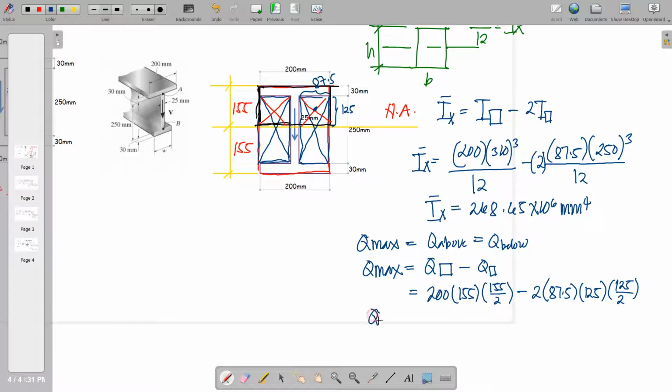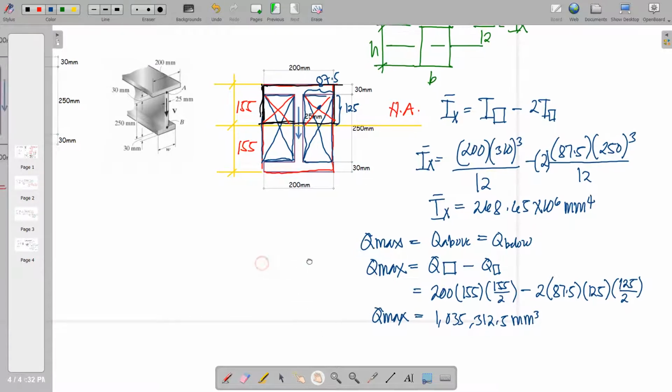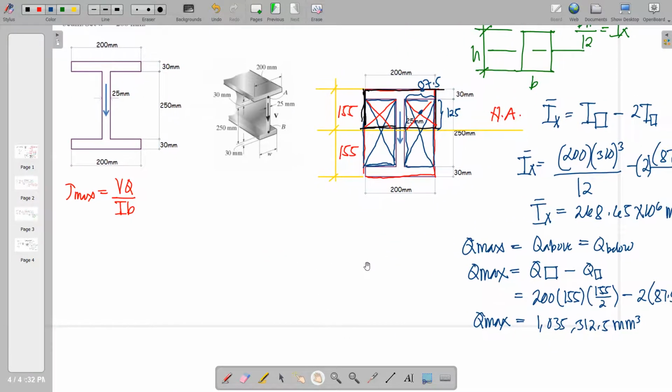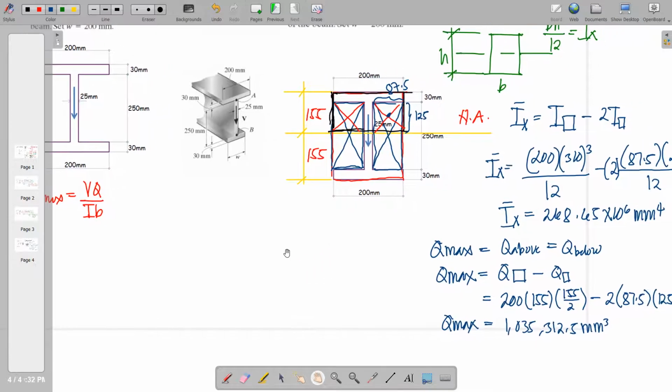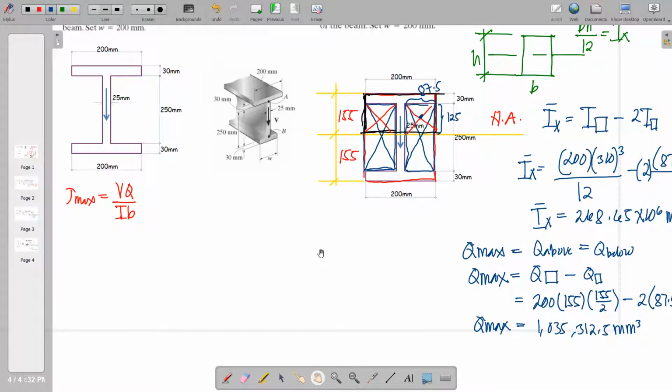So therefore, our Q max is computed to be equal to 1,035,312.5 cubic millimeters. So we are now done with our calculation. We just have to substitute it in the main formula.